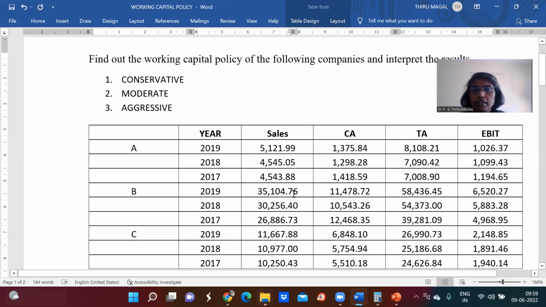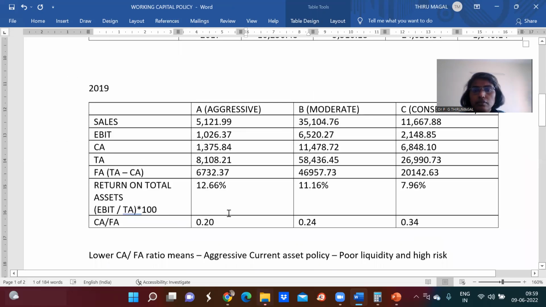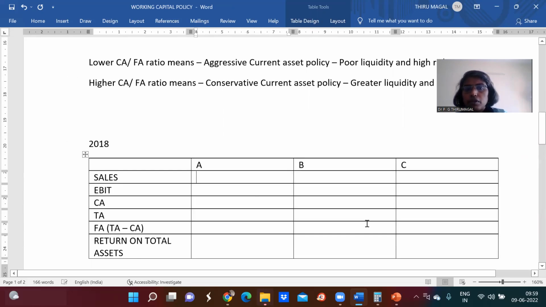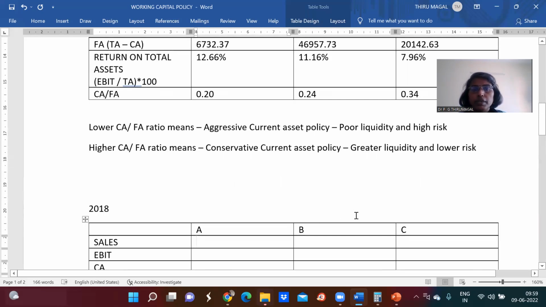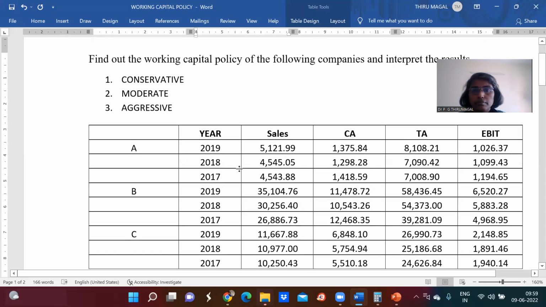So now, let us take 2018 data for all the three companies. So this is for 2018 sales. So first let us use this same template for 2018. So for company A, the sales of 2018, sales, let's take this data first.